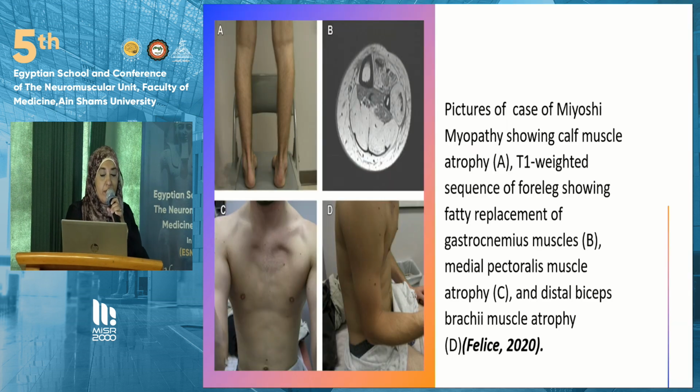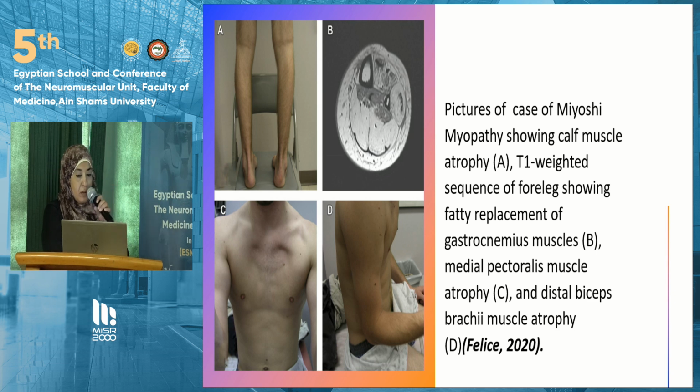Here is a picture of a case of Miyoshi myopathy showing calf muscle atrophy here. The patient has calf muscle atrophy. This is the T1 muscle MRI sequence, the foreleg showing fatty replacement of the gastrocnemius muscle. Radial pectoralis muscle atrophy and distal biceps brachii muscle atrophy.